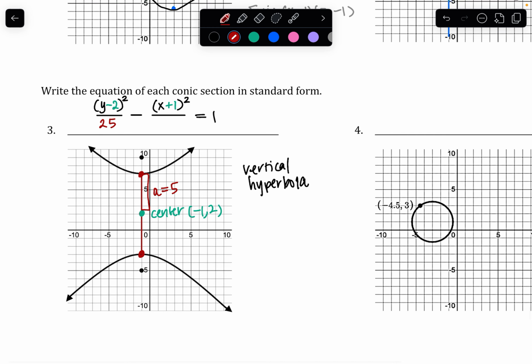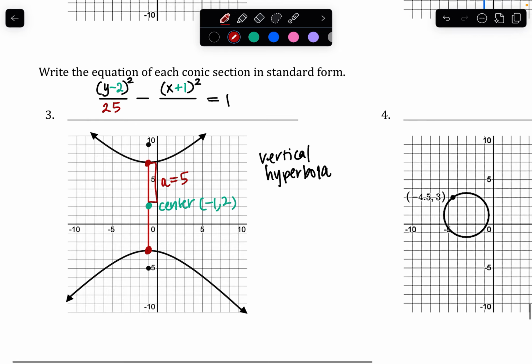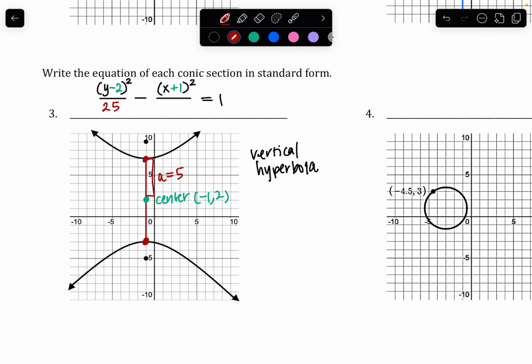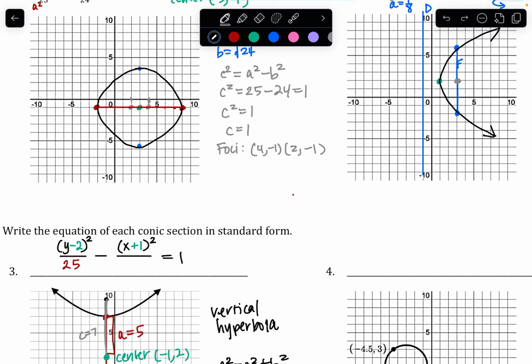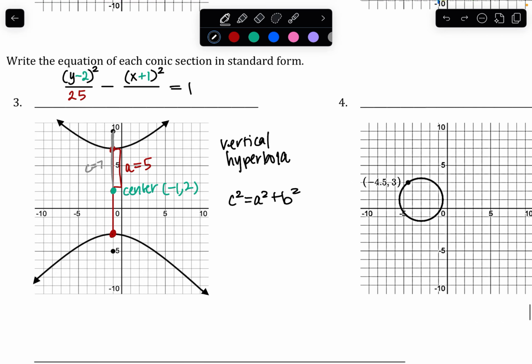And to get the b value, we need to find where the co-vertices are. And that's where it's helpful to kind of make a box. But for this one, I think it's going to be better to already see that we have the focus here. And so that's going to give us our c value. And so our c value goes from center to focus. And so our c value is 7. Okay, and so the formula for a hyperbola is c squared equals a squared plus b squared. It's the opposite for an ellipse. For an ellipse, it's minus. For a hyperbola, it's going to be plus for our c squared equation.